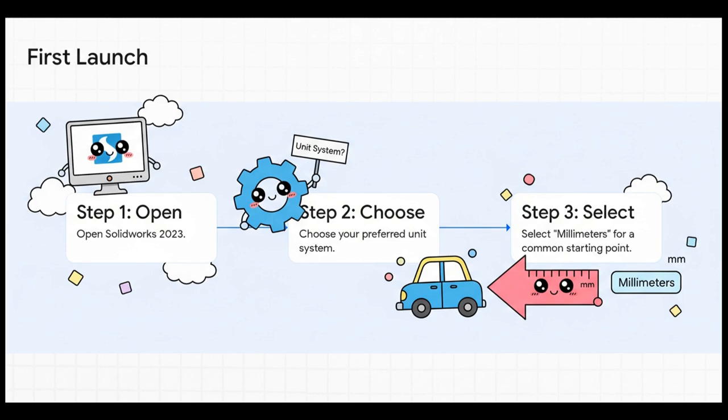Go find the SolidWorks 2023 icon on your desktop or in the Start menu and open it up. It's going to ask you to pick a unit system. You can change this anytime, but for now, just choosing millimeters is a solid standard starting point for most projects.